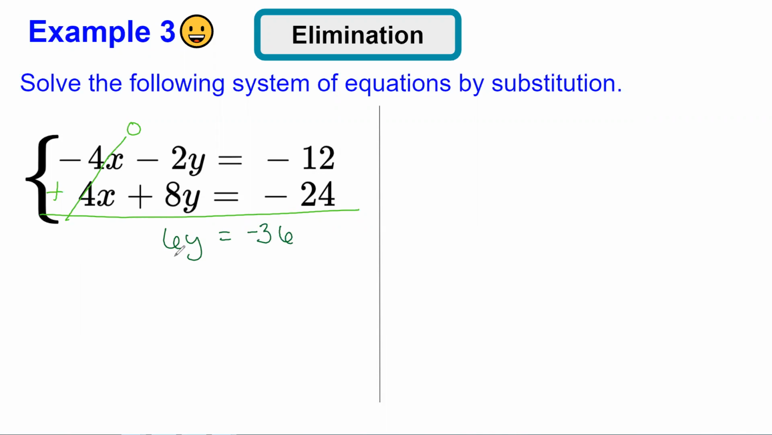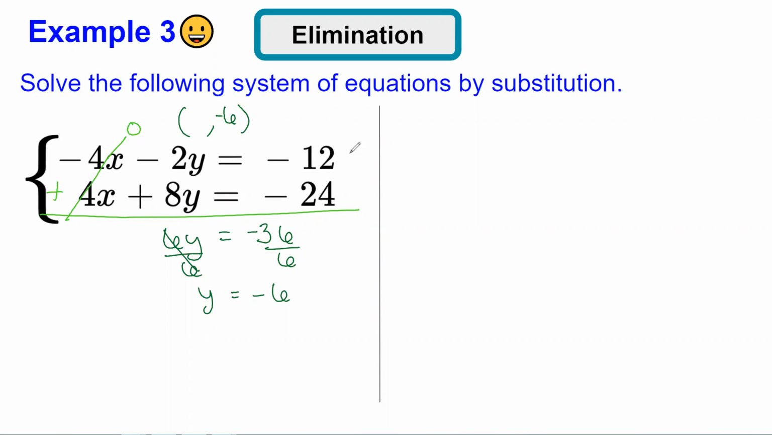Now can we solve for y? Divide by 6, divide by 6. y equals negative 6. So here's my coordinate, my y is negative 6. We're missing our x value, so let's go back and substitute.